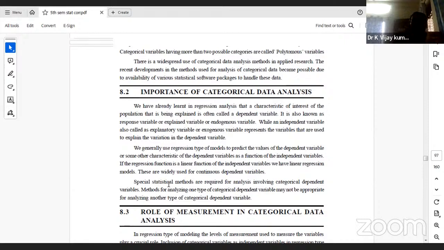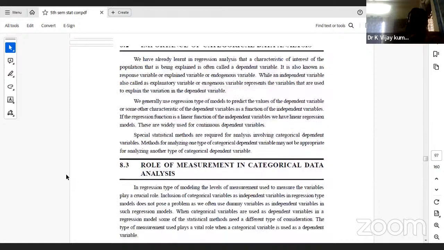Of the independent variable, we have linear regression models, and we take them as independent models.